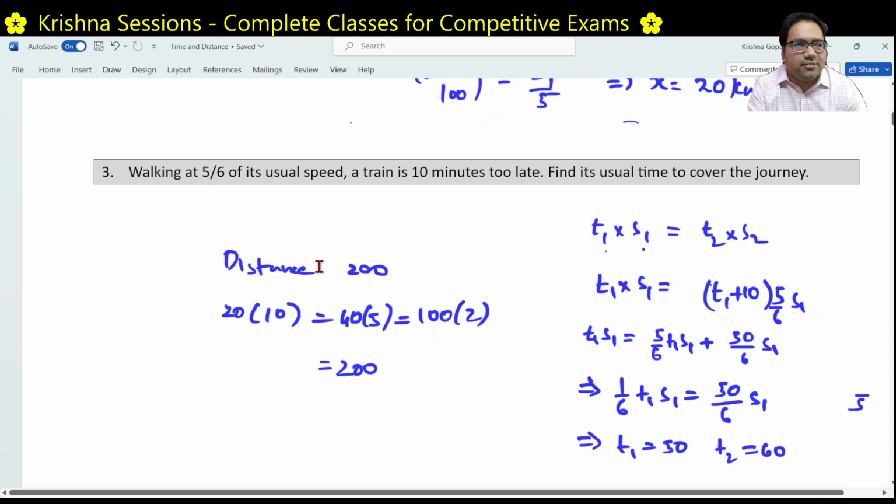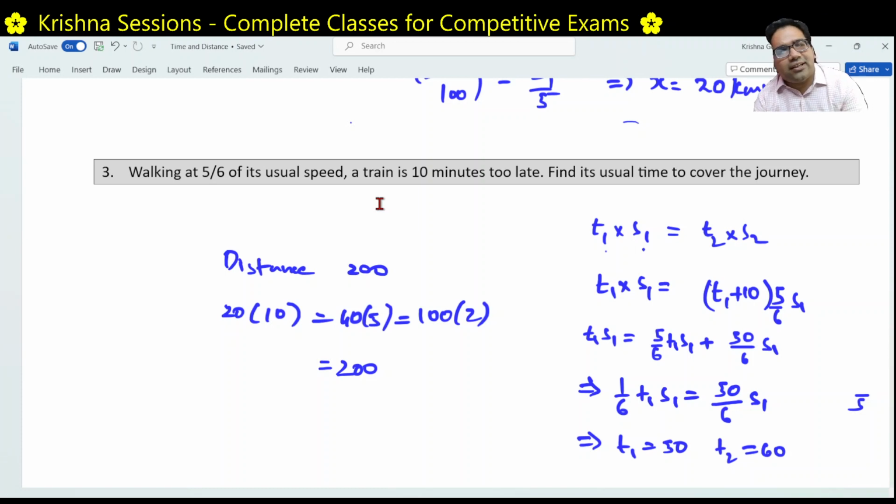So for example, let's look into this again. Walking at 5 by 6th of its usual speed, a train is 10 minutes too late. Find its usual time to cover the journey. Here what we are trying to do, here a train would have taken some time t to arrive. So it was too late, right? We don't know how long it takes. The train might take 30 minutes, the train might take 50 minutes, whatever it is.